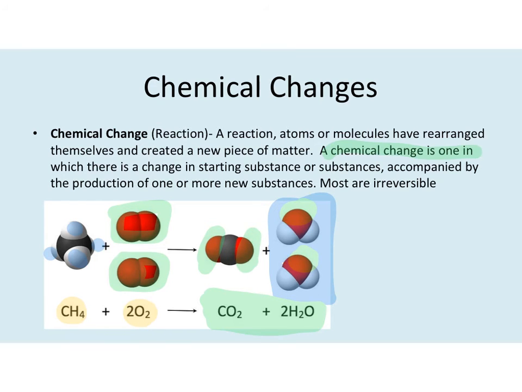So a chemical change is one in which there is a change in the starting substance or substances, accompanied by the production of one or more new substances. So these are the new substances, CO2 and water. Okay. Now, most are irreversible. Now, we don't want to keep using that term reversible and irreversible because it's always most and sometimes, so they're not, in fact, laws. But most times, chemical changes are very, very difficult, if not impossible, to reverse. It's hard to take CO2 and water and then go back into methane and oxygen.